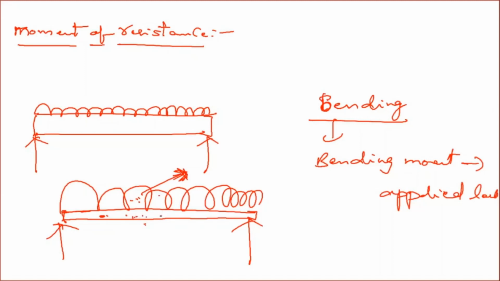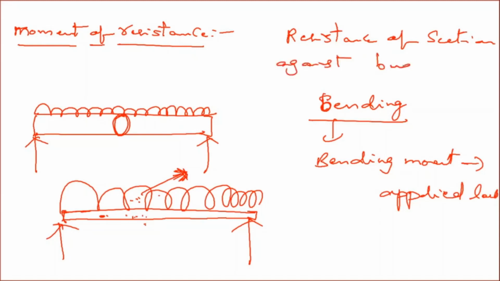Okay, so now the point is, whatever loads you are applying on the beam, they are causing the bending moment. Now in order to resist the bending moment, the beam should have some resistance capacity. So the resistance of the section against the bending is called the moment of resistance.